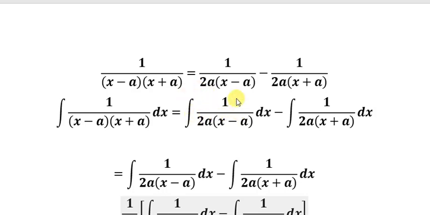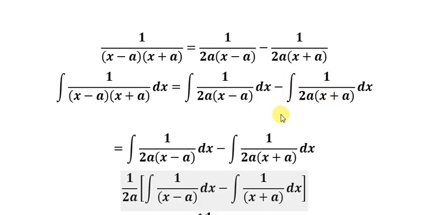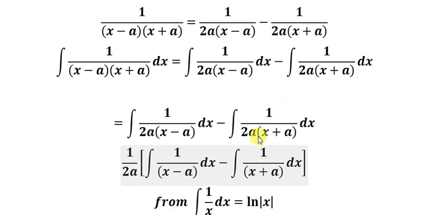So the integral of 1 over 2a times x minus a dx, minus the integral of 1 over 2a times x plus a dx. Take note that there is also a common number, 1 over 2a. It is better we factorize that out, so 1 over 2a comes outside. We are left with the integral of 1 over x minus a dx minus the integral of 1 over x plus a dx.